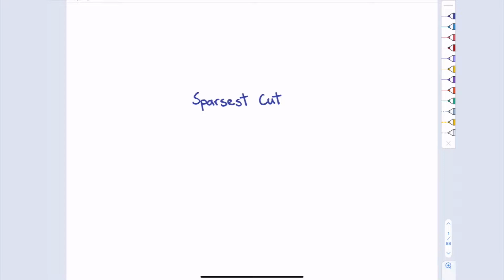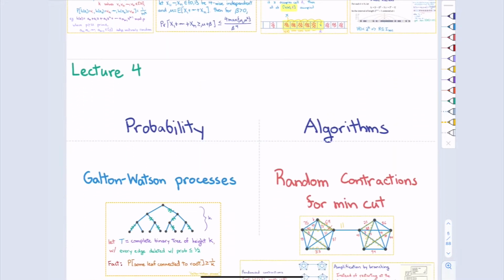All right, today's topic is a fun one because it's a graph problem. Everyone likes graph problems. It's called sparsest cut. I'm slightly concerned about whether we'll be able to cover it in time.